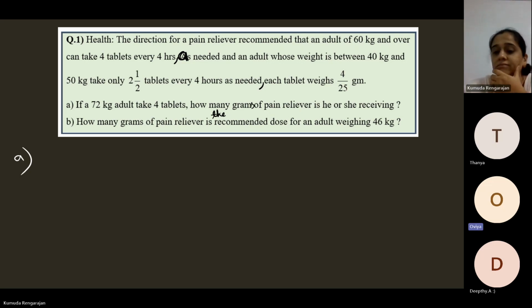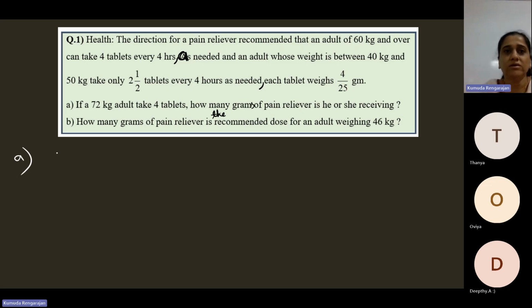Excuse me, ma'am. Yes, Ovia. Ma'am, in the A question, they're asking how many grams of pain reliever he or she is receiving. Ma'am, is it at the end of the day? No. We don't know for how long the person is taking, right? So we cannot assume it to be 1 day. It's given that a 72 kg adult takes only 4 tablets. So we should find for 4 tablets. Okay, ma'am.